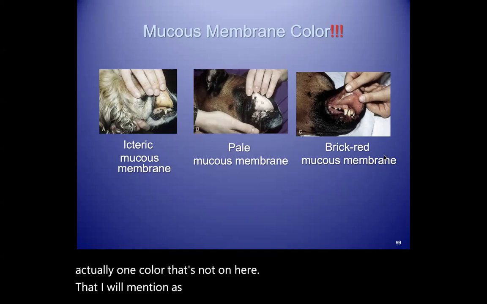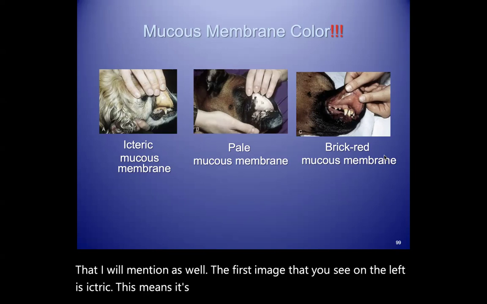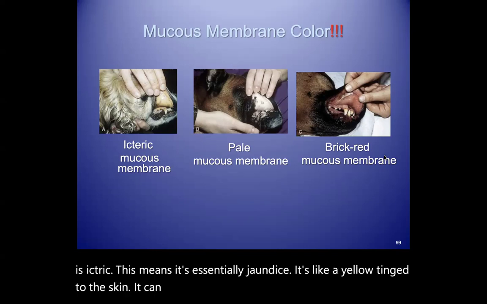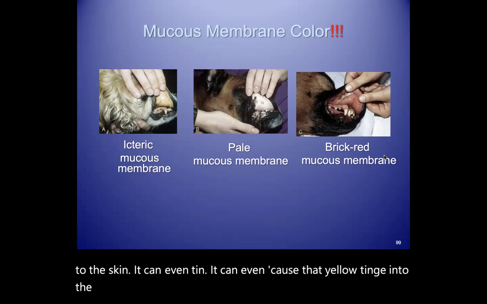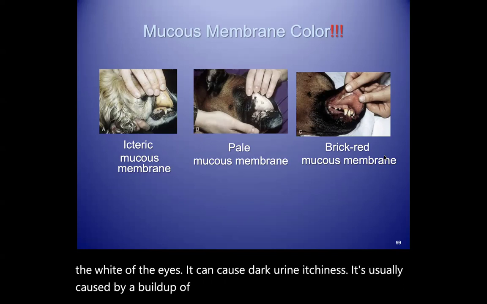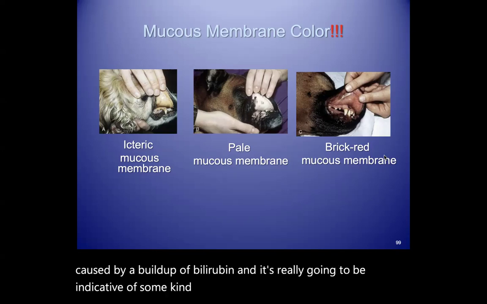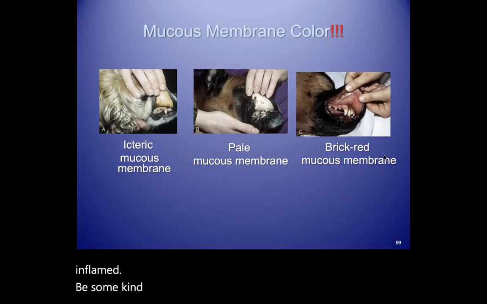The first image that you see on the left is icteric. This means it's essentially jaundice. It's like a yellow tinge to the skin. It can even cause that yellow tinge into the white of the eyes. It can cause dark urine, itchiness. It's usually caused by a buildup of bilirubin. And it's really going to be indicative of some kind of problem with the liver. It could be inflamed, there could be some kind of obstructed bile duct, or underlying conditions.